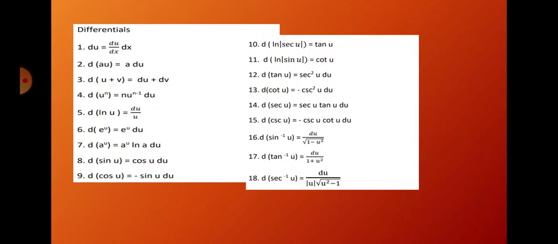16. d of sine inverse u equals du over the square root of 1 minus u squared. 17. d of tangent inverse u equals du over 1 plus u squared. 18. d of secant inverse u equals du over the absolute value of u times the square root of u squared minus 1.